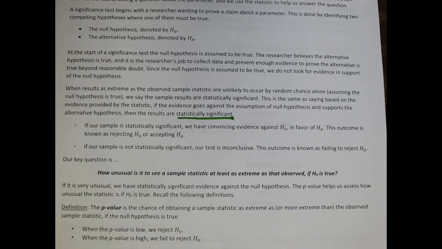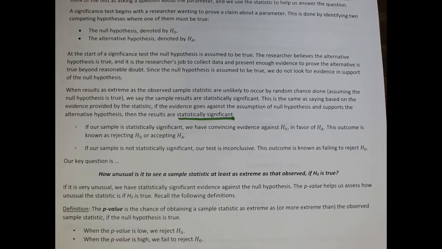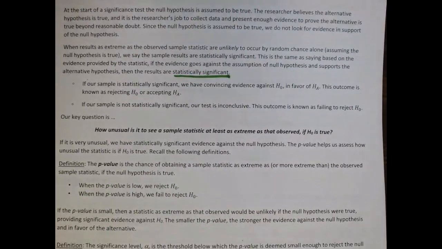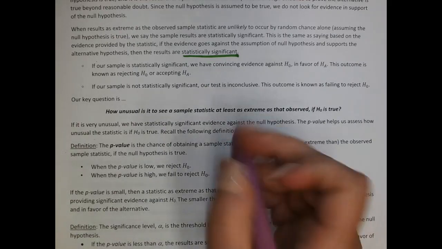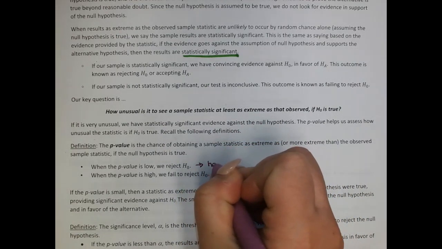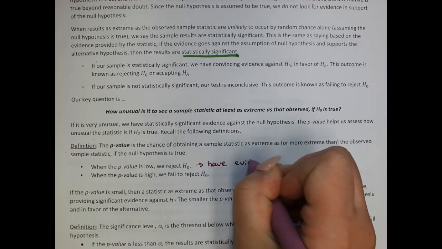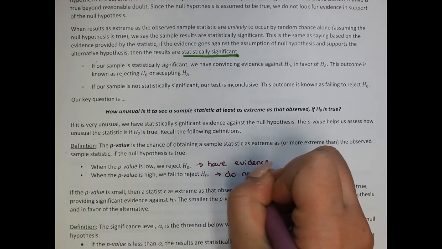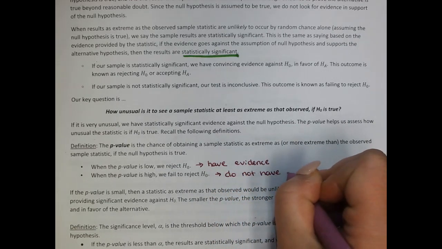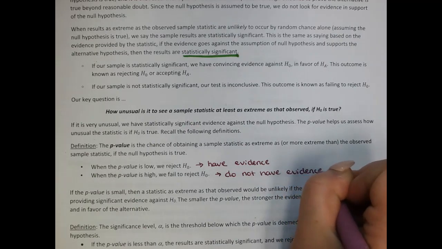So when the p-value is low, we will reject the null, and when the p-value is high, we fail to reject the null. So when the p-value is low, we can think of this as having evidence, and when it is high, we do not have evidence. And so that's exactly what this is saying down here. If the p-value is small, then a statistic as extreme as the observed would be unlikely if the null hypothesis were true, providing significant evidence against the null. The smaller the p-value, the stronger the evidence against the null hypothesis in favor of the alternative.